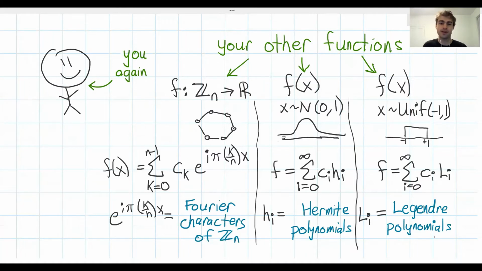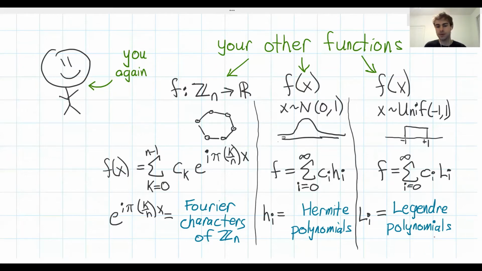So here you are again, and here is your function f now applying to a different domain. And here are 3 different domains that you might have. In the first one, you have a function where the input comes from the integers mod n. In the second setting, the input comes from a standard Gaussian random variable. And in the third setting, the input is uniformly chosen from the interval between -1 and 1.